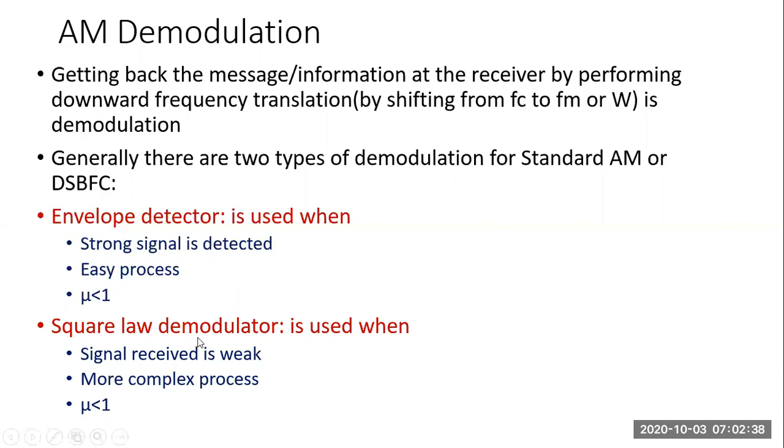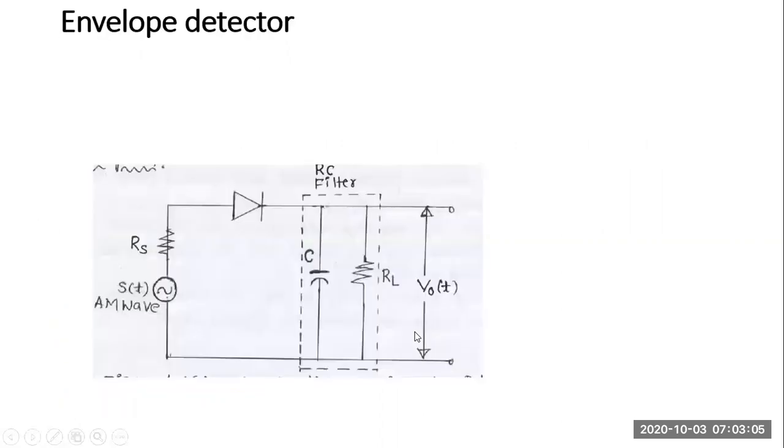And when do we use a square law demodulator? Whenever the received signal is low in strength, or it's a weak signal. Next, the modulation index should be less than 1 in either of the cases. And this process is a little more complicated when compared to the envelope detector. So let's see each of them today. First, let's see the envelope detector.